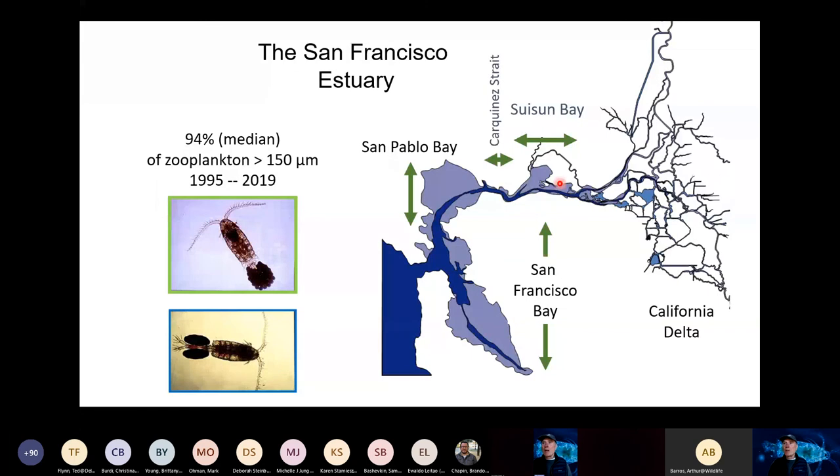estuary. And just to give you the locations, we're talking about Suisun Bay, the Delta up in this area, Carquinez Strait, one of these narrow places, and San Pablo Bay. These are mainly where I'll be talking about. San Francisco Bay, strictly speaking, is Central Bay and South Bay. And we'll be talking about copepods, which make up about 94% of the zooplankton larger than 150 microns.